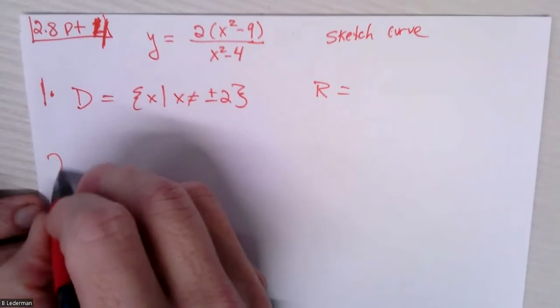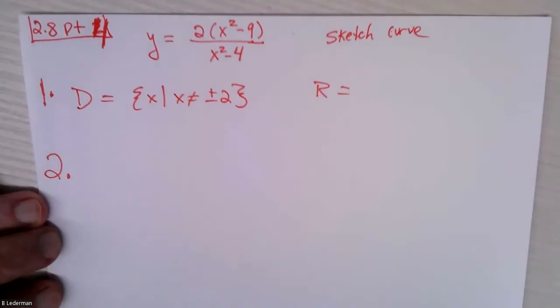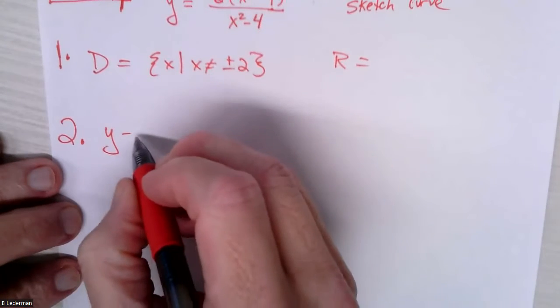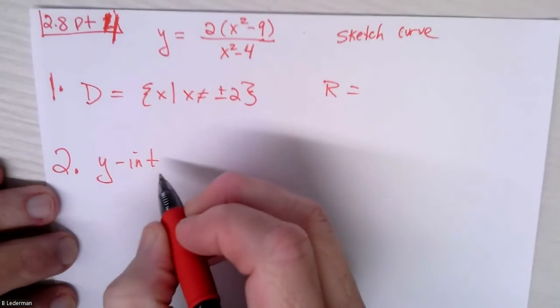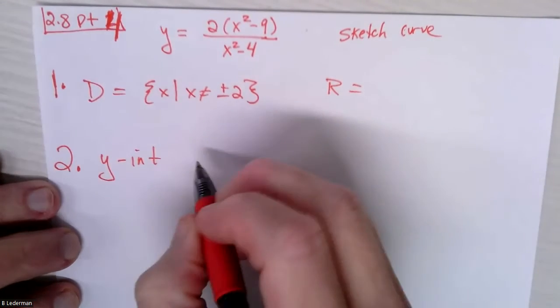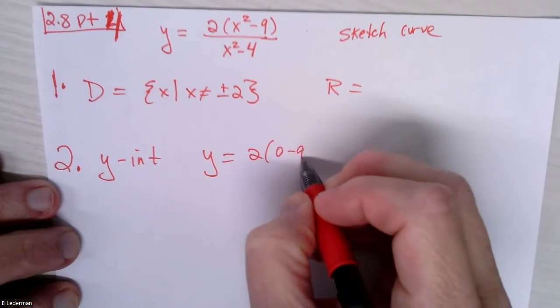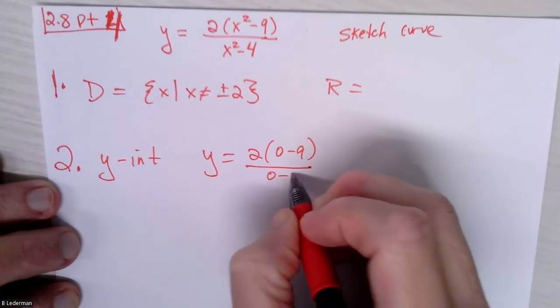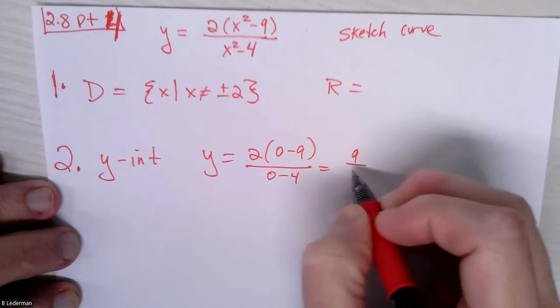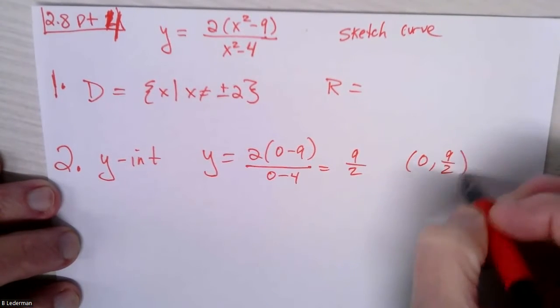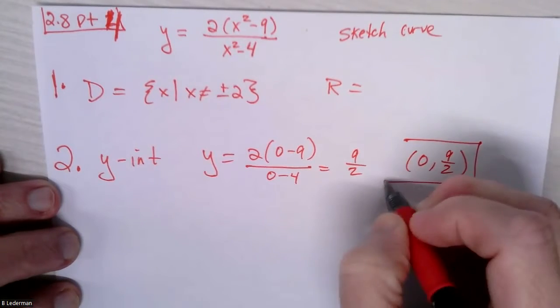Now step 2 is to find the intercepts. So for the y-intercept, we just set x equal to 0. So y equals (2 times 0 minus 9) over (0 minus 4), which just equals positive 9 halves. So (0, 9/2) is the y-intercept.